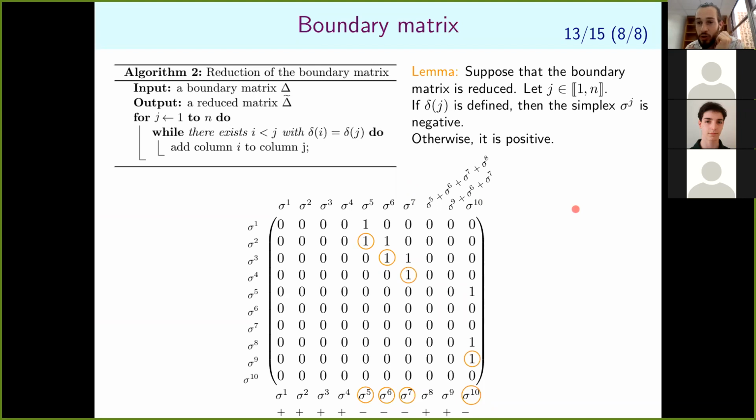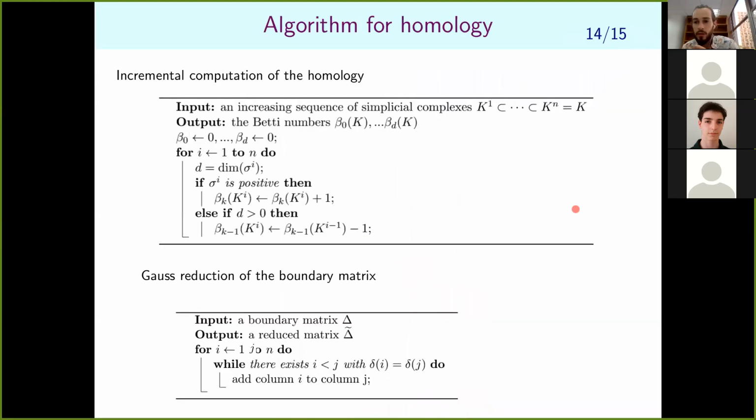Okay, conclusion. We obtained an algorithm for computing homology of a simplicial complex. You're welcome. Start by ordering your simplicial complex. Then, before using this algorithm, run this one. You reduce the boundary matrix. Then you know which simplices are positive, which simplices are negative. And so you can apply the incremental algorithm. And at the end, you obtain the homology of your simplicial complex.